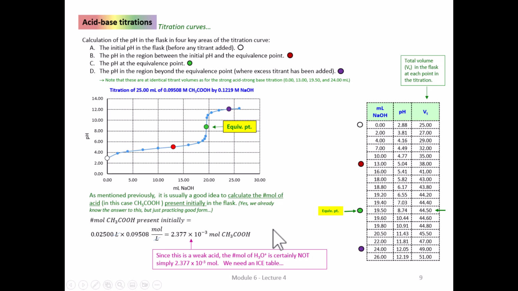Now, since this is a weak acid, the number of moles of hydronium ion in the flask is certainly not 2.377 times 10 to the minus 3 moles. Because remember, acetic acid's a weak acid. Most of it stays in this form, so we will produce some hydronium ions, but not that many. So we need an ice table to calculate the pH.